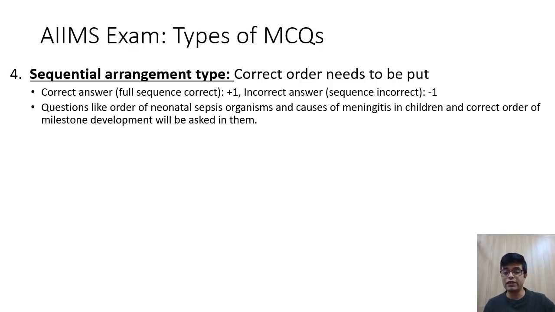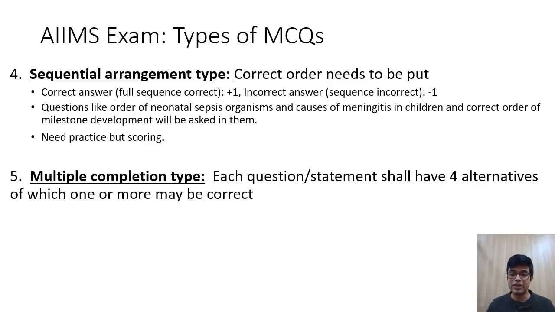So the question will give you: the following are the causes of neonatal sepsis. They will have group B streptococcus, E. coli, Klebsiella, Pseudomonas, Neisseria meningitidis, and they will ask in a newborn put in decreasing order with most common being first and least common being last, and there will be 4 options related to them. Correct order of frequency you will have to put. So sequential arrangement type, they need practice but they are usually very scoring.